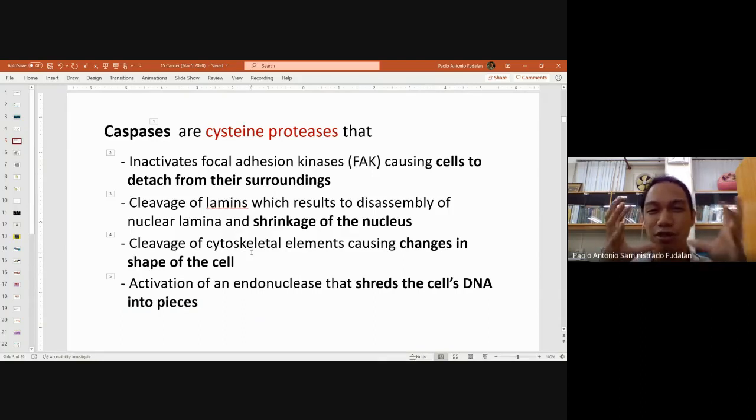So the cell sort of collapses. No, the dying cell collapses. And finally, the cell's DNA is going to be shredded, destroyed by endonucleases. So this is quite a sad description of programmed cell death, apoptosis. But the thing is, it's part of life.